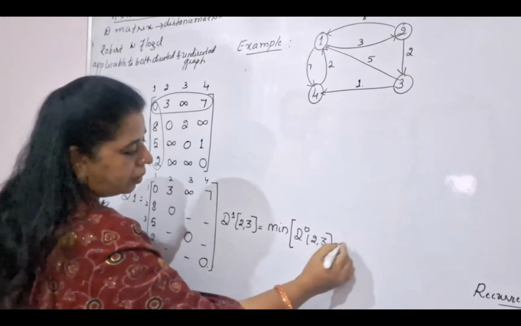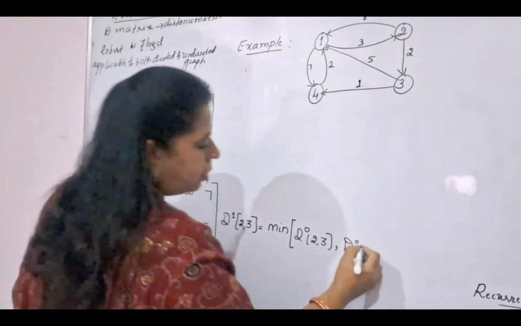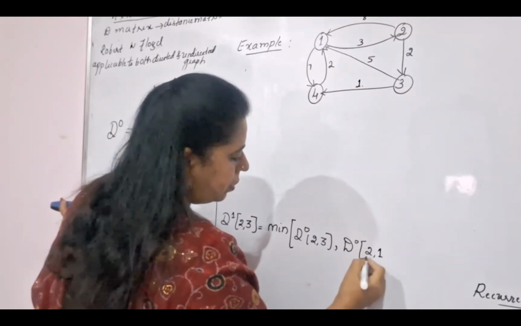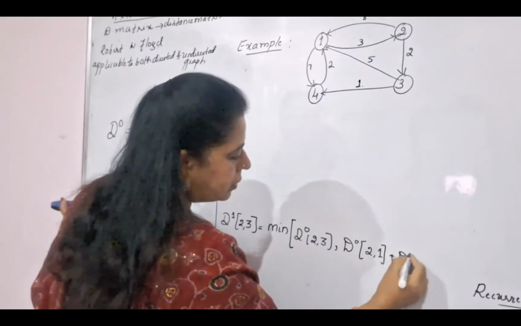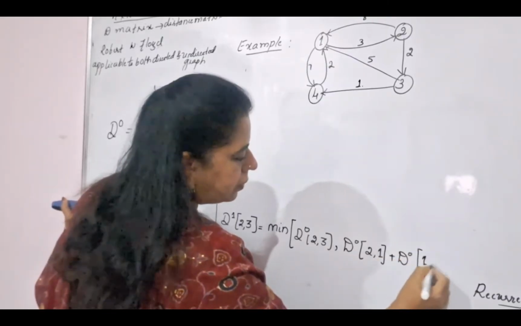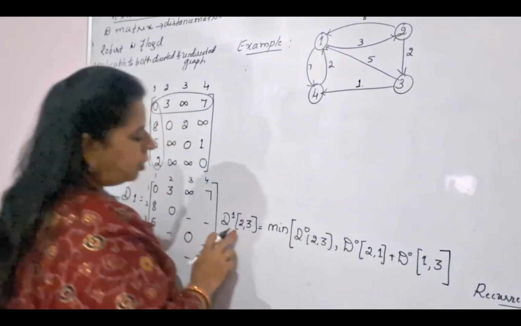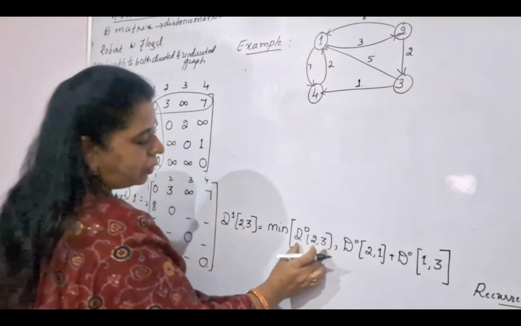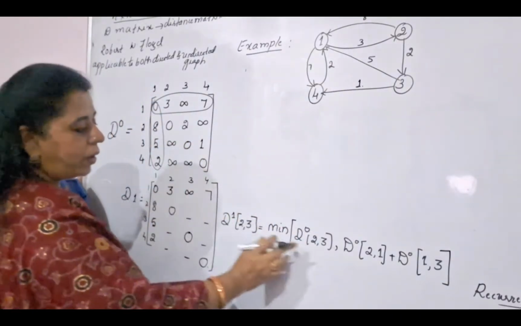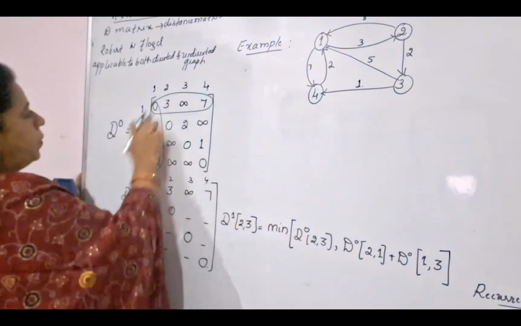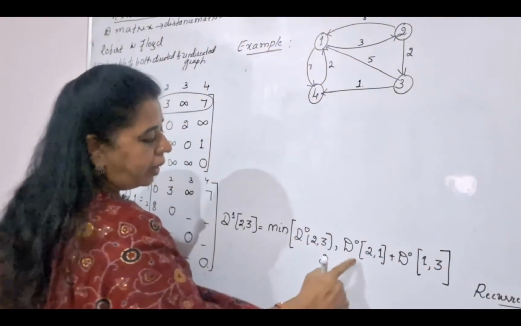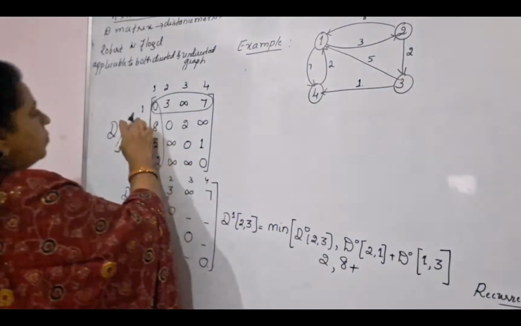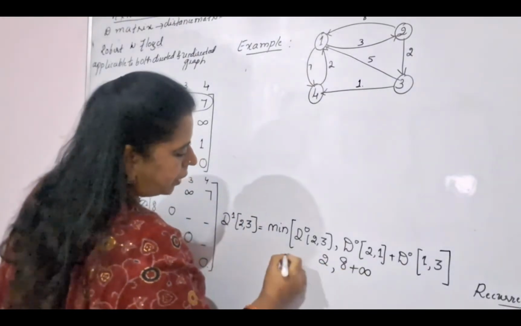And in D0, the cost on the edge 2 to 1 plus the cost on the edge 1 to 3. Look, on what basis did I write this formula? You are going to determine 2, 3. What is the cost on 2 to 3 in D1? For that you check in the previous matrix: 2 to 3 you got as 2, and for D0, 2 to 1 you got 8, and 1 to 3 you got infinity. Minimum of these 2.